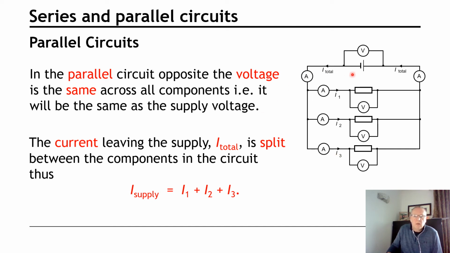So I started talking about the current. The current leaving the cell has only got one path at this point, but then it's going to come to this junction and some of the current will go through there. We'll call that one I1. And then it comes to this junction and some of it will go through there. That will be I2. And some of it will go through this junction, this resistor, and that will be I3. And the rule for a parallel circuit is, because the current is splitting up at this point, the supply current will equal I1 plus I2 plus I3.